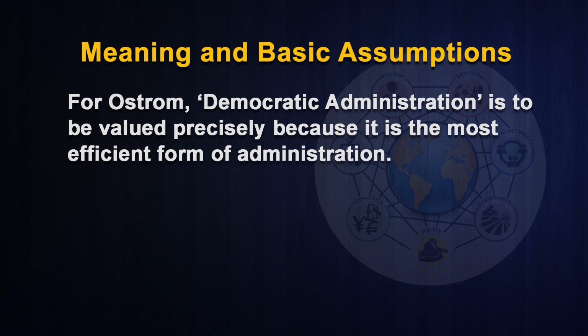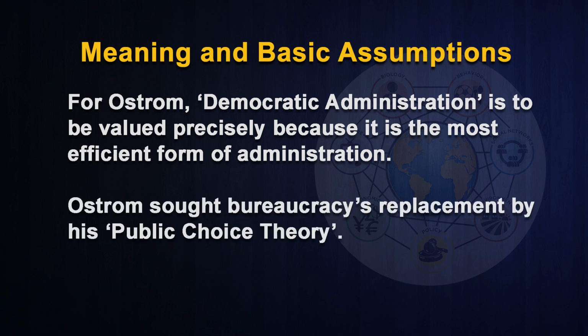For Ostrom, democratic administration is to be valued precisely because it is the most efficient form of administration. Ostrom sought bureaucracy's replacement by his public choice theory. This is an alternative paradigm and involves multiple decision centers, power diffusion and a market discipline. Overlapping jurisdictions are advantages in the public choice theory, but pose difficulties also. As we shall see later in the latter parts of this lesson, however, Ostrom's definition of efficiency departs substantially from the ordinary bureaucratic meaning of the term.